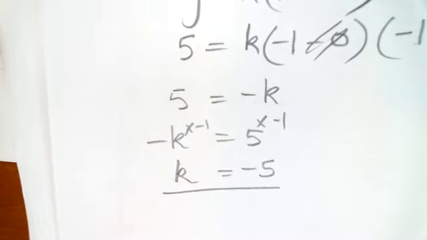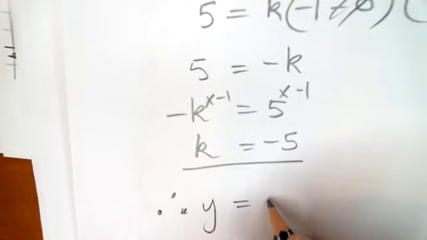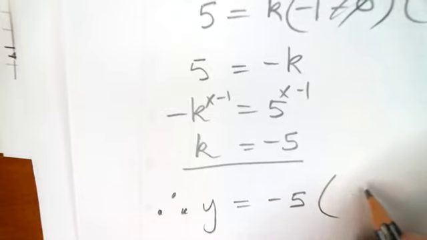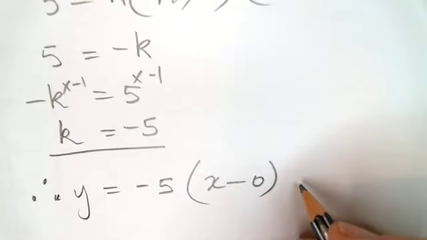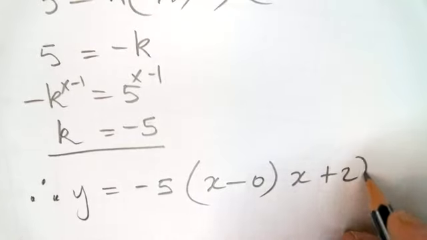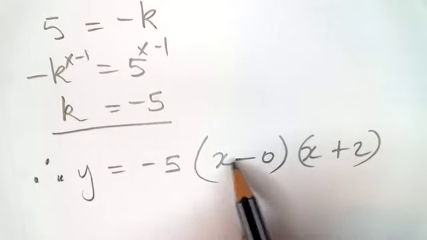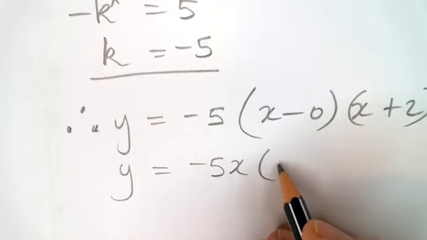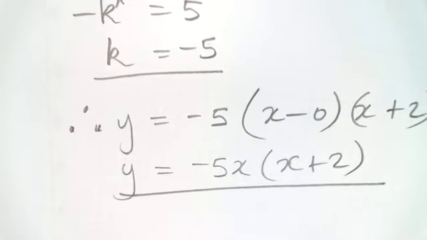Now we've found the coefficient, so we can say, therefore, y is equal to k. Well, actually, I'm not going to write k, I'm going to write negative 5. And now the equation is going to be x minus 0, or I could put x minus 0 to start with, and I've got my x plus 2, there it is. But this time I'm going to rewrite this here. I don't want the x minus 0, I just want an x. So I'm going to write y is equal to negative 5x times (x plus 2). And there is my solution.